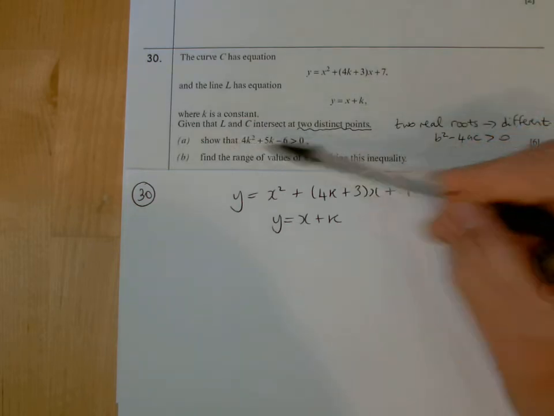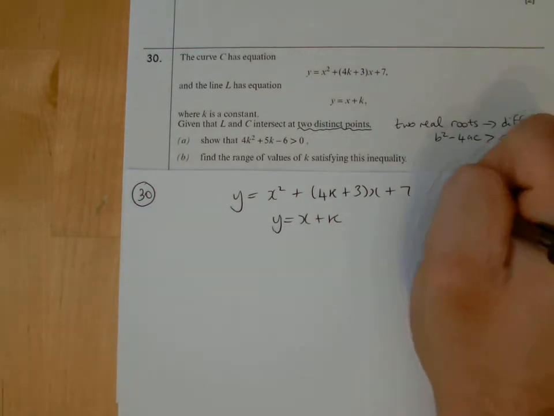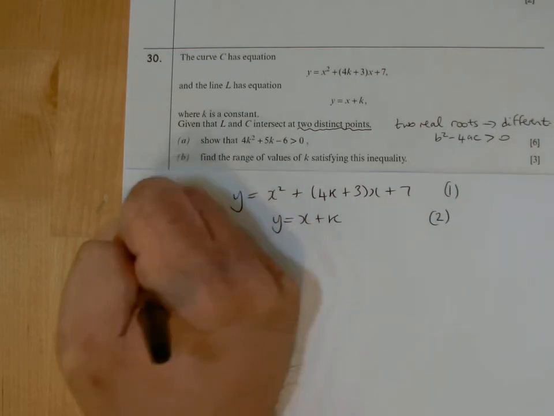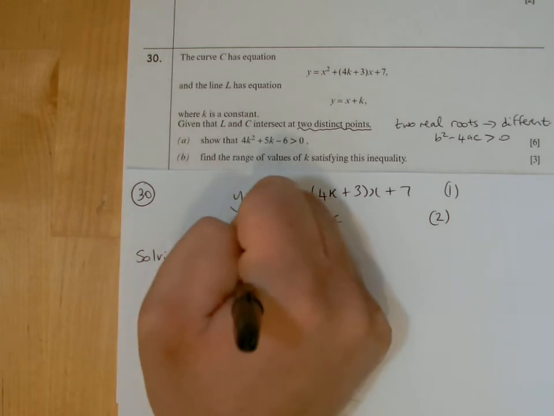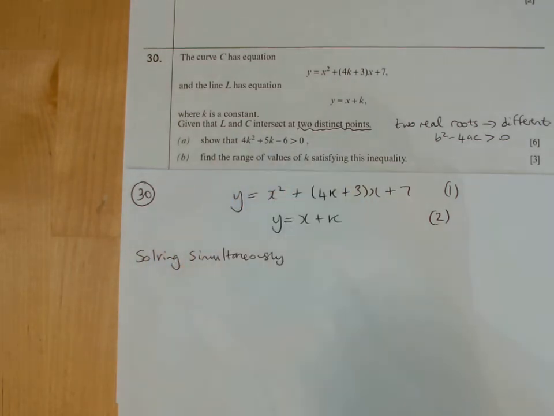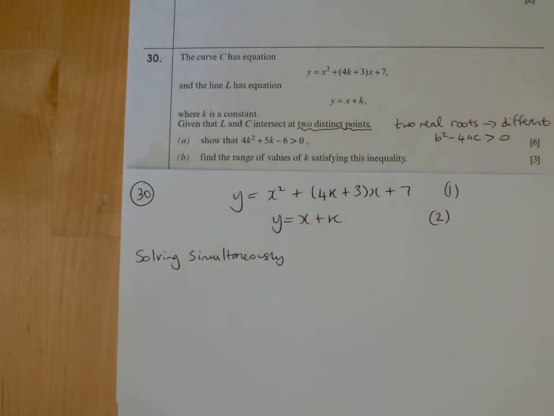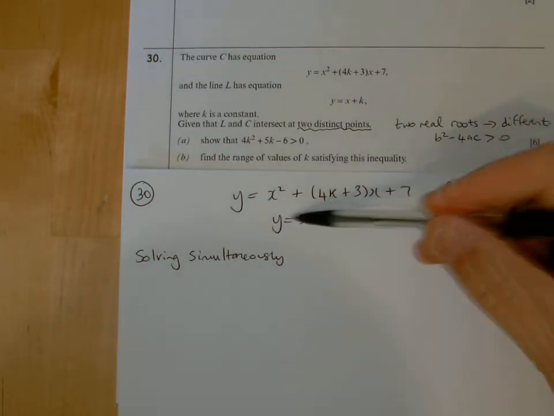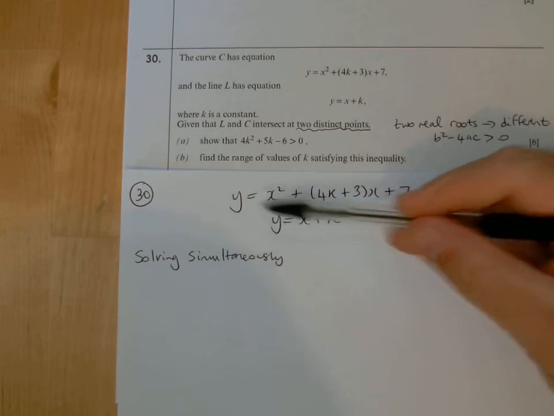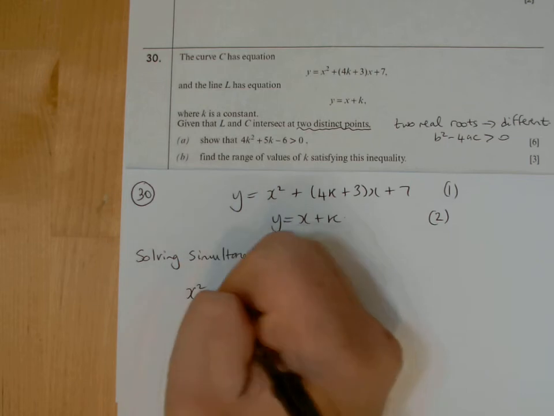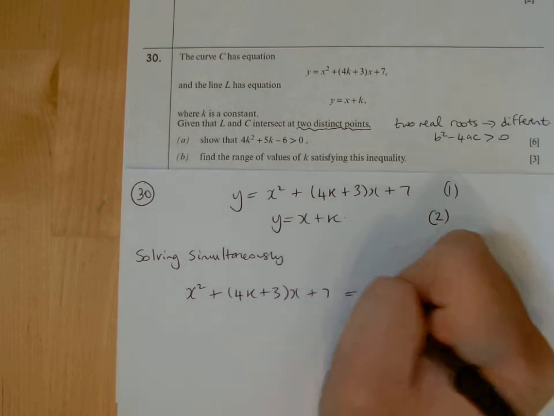Well, because they intersect, what we can do is solve these simultaneously. So if I call this equation 1 and equation 2, we can literally say solving simultaneously. When you solve simultaneously, we're looking for results where x and y will be the same for both line and curve, because they cross over each other. So the y's will be the same where they intersect. The value for y at the top will equal the value for y at the bottom.